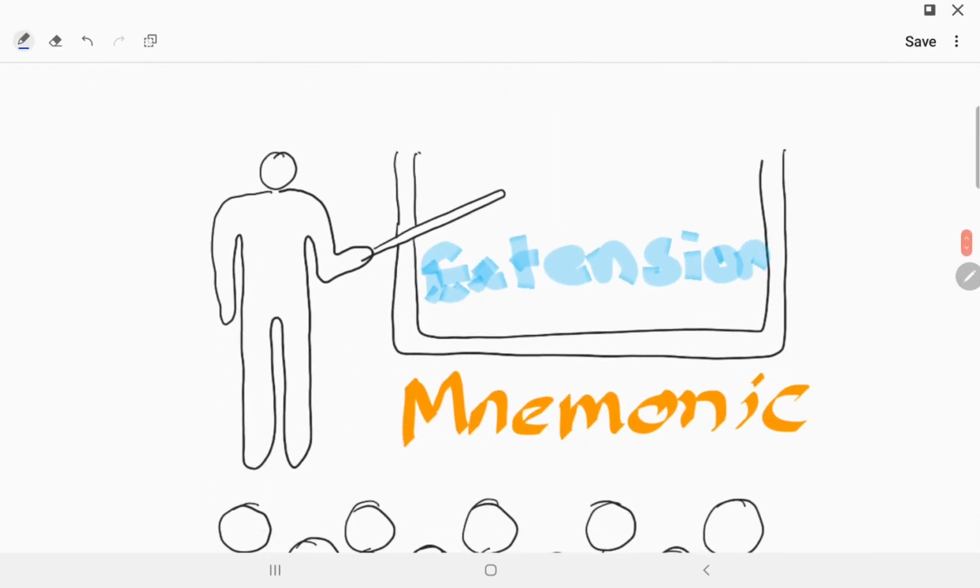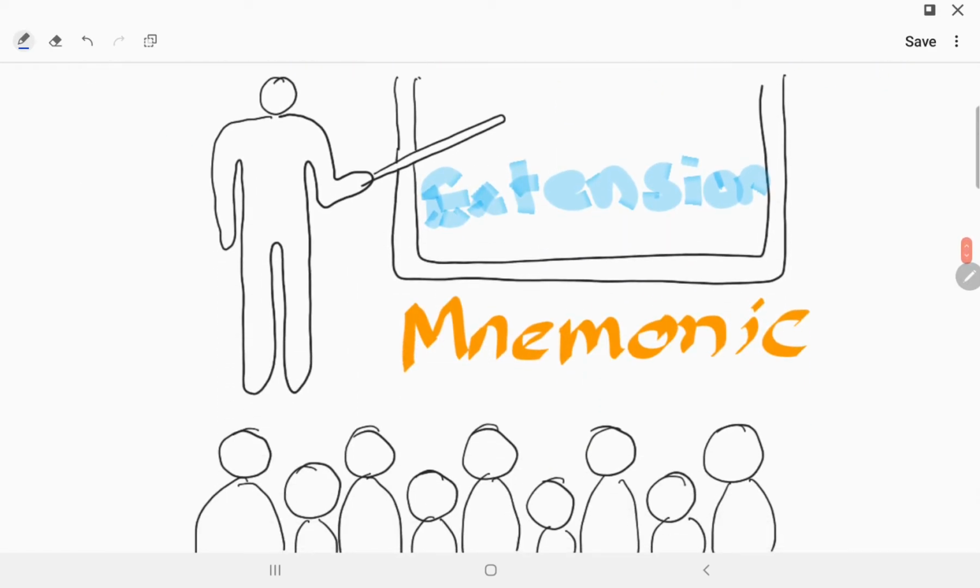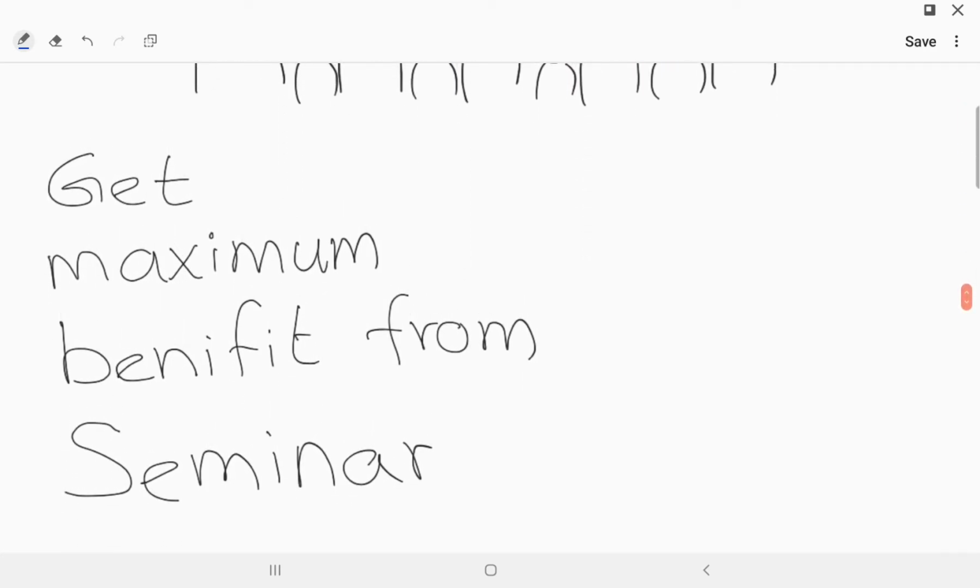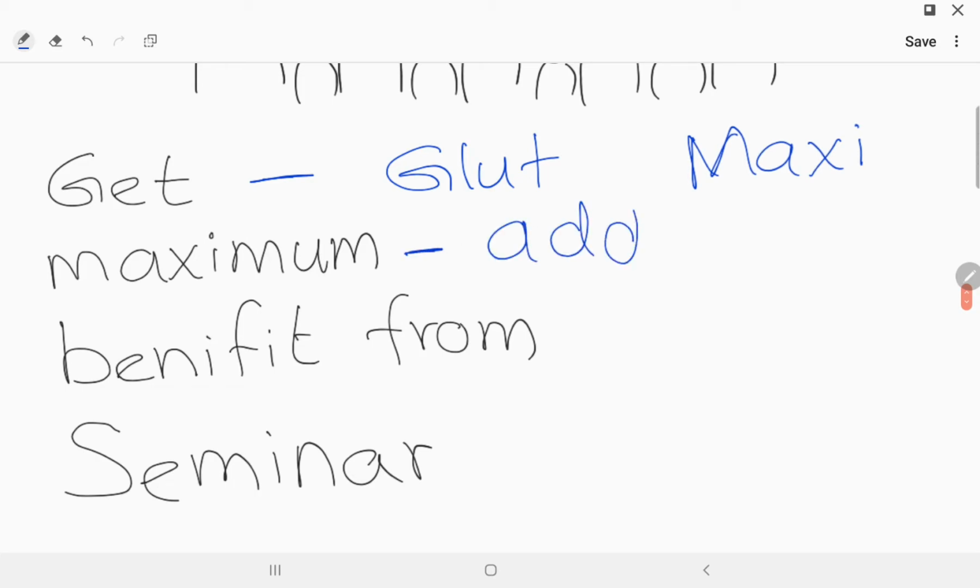Okay, so now let's look at extension. So the mnemonic is get maximum benefit from semina. So this is a semina, you have to get maximum benefit. That is the mnemonic. If you don't like that, there's also another mnemonic, I'll tell you later. So this is get for gluteus maximus, and this for adductor magnus. I told you.